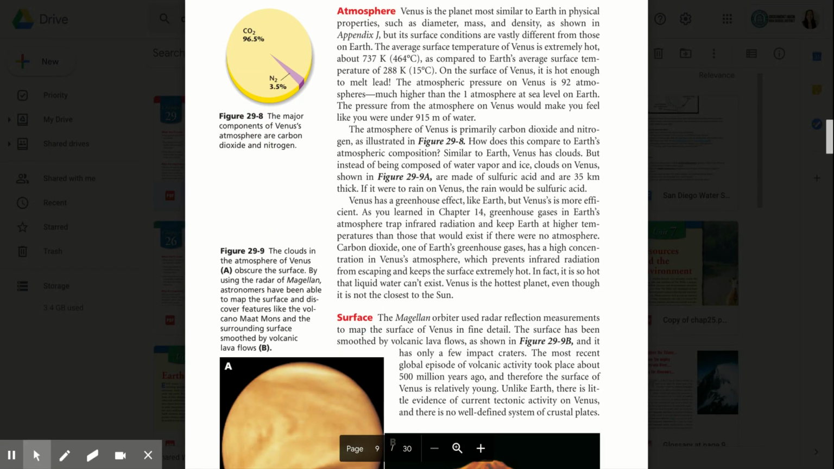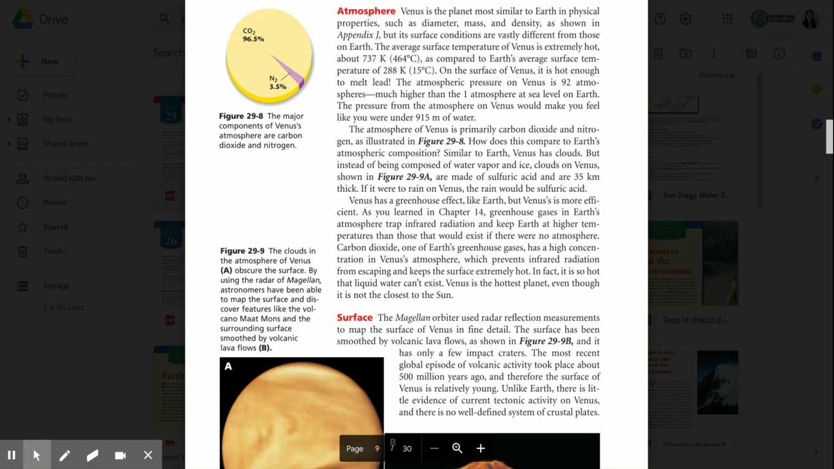Atmosphere. Venus is the planet most similar to Earth in physical properties, such as diameter, mass, and density, as shown in Appendix J, but its surface conditions are vastly different from those on Earth. The average surface temperature of Venus is extremely hot, about 737 Kelvin or 464 degrees Celsius, as compared to Earth's average surface temperature of 288 Kelvin, 15 degrees Celsius. On the surface of Venus, it is hot enough to melt lead.